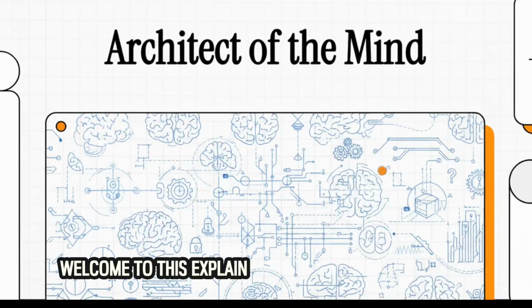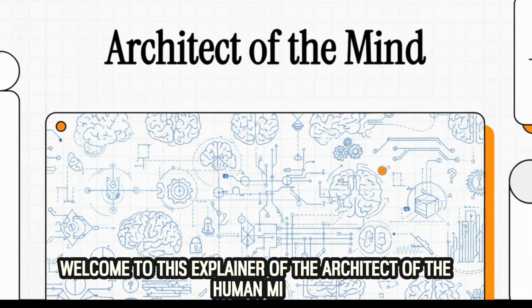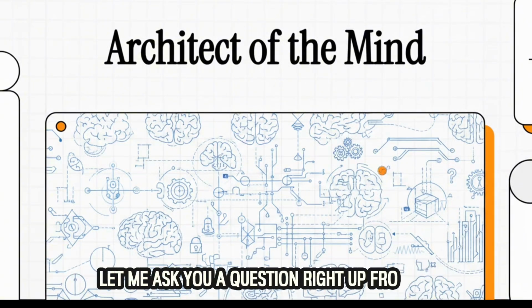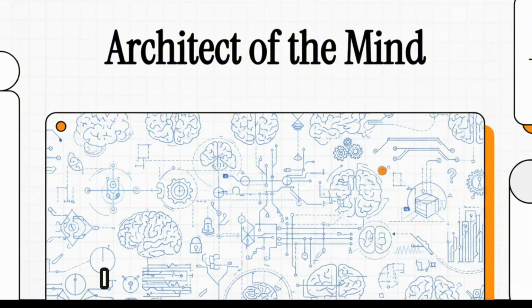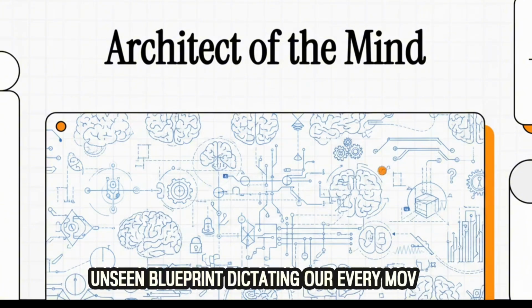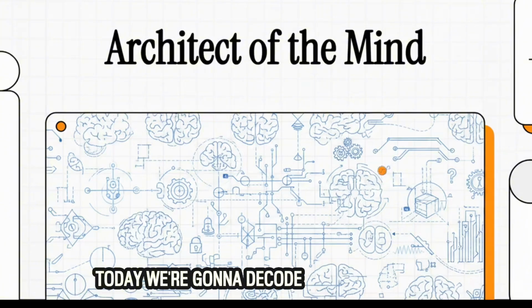Welcome to this explainer of the architect of the human mind. Let me ask you a question right up front. Do you truly know who or what is designing your thoughts? We walk around every single day feeling completely in charge of our decisions, our reactions, our personalities. But the source material we're digging into today suggests there's actually a massive, unseen blueprint dictating our every move. Today, we're going to decode that blueprint.